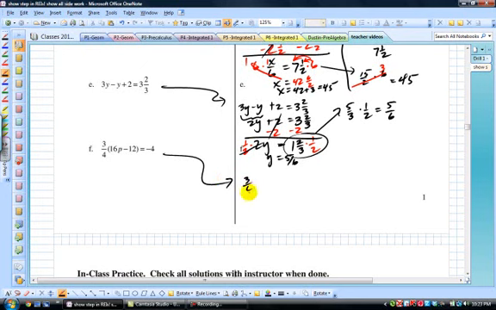We've got 3/4 times (16p minus 12) is equal to -4. What we need to do here, guys, is distribute through twice, okay? We're going to have to multiply both of these terms by 3/4. And so we write it as 3/4 times 16p minus, because there's a minus here, 3/4 times your second term, equals -4.